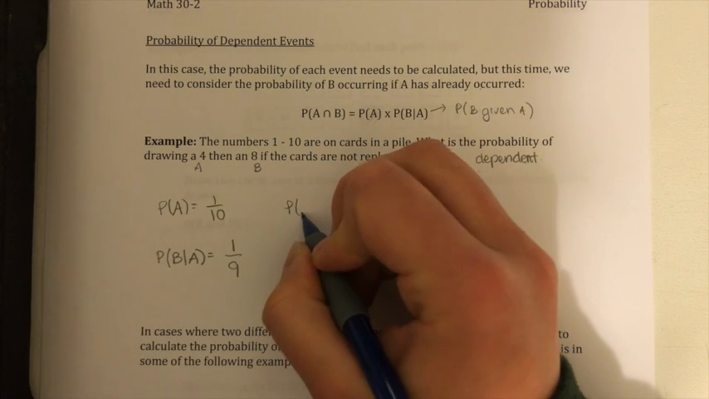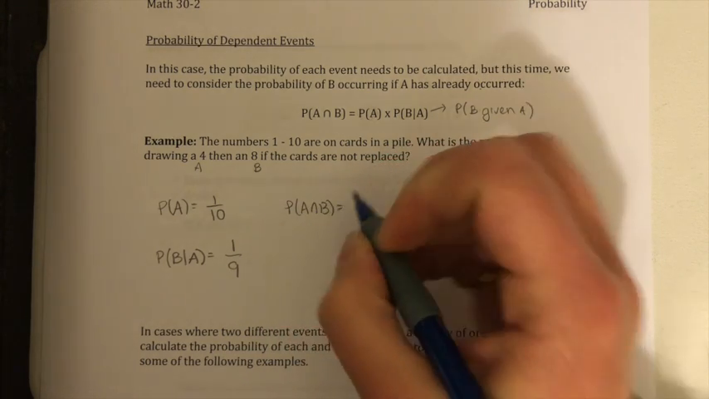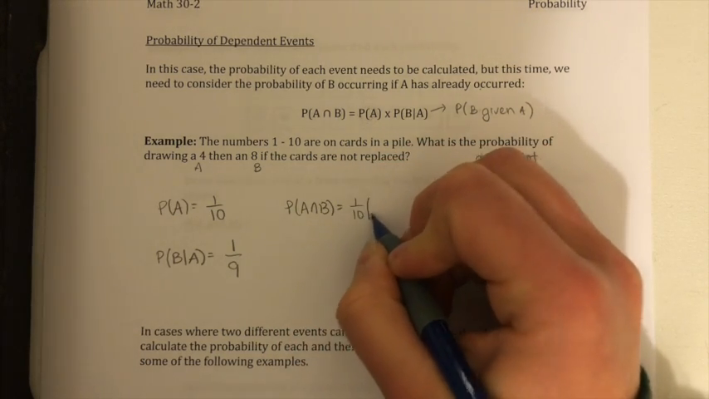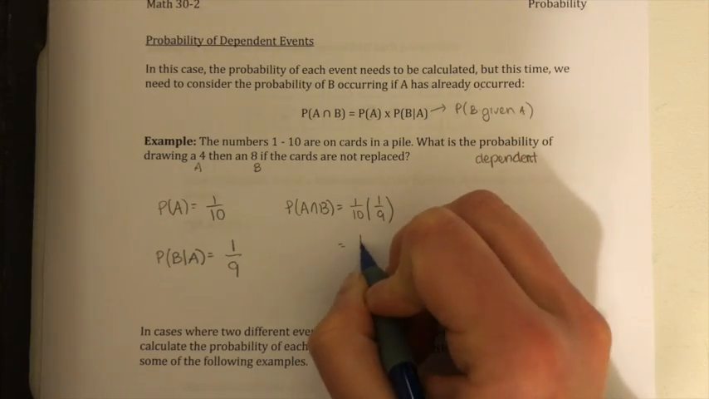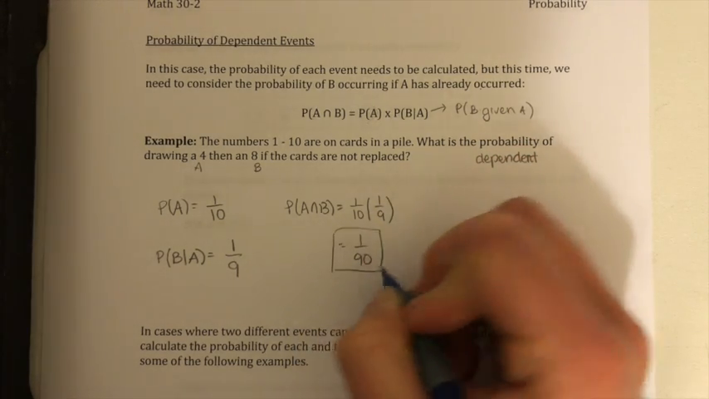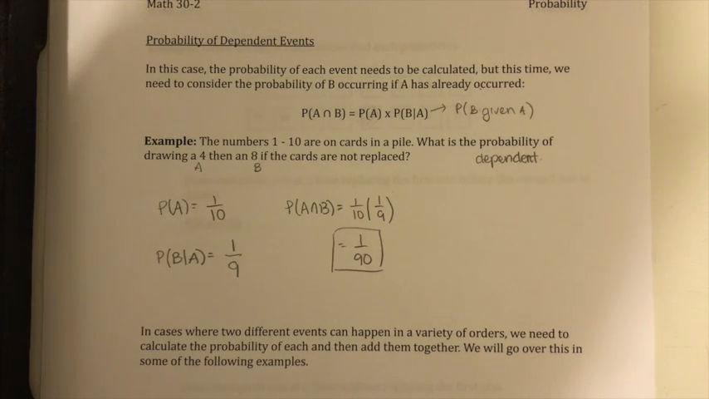So now when we do P(A intersect B), we're going to have 1/10 times 1/9. So there's a 1 in 90 shot that you pull a 4 and then an 8 if you don't replace them.